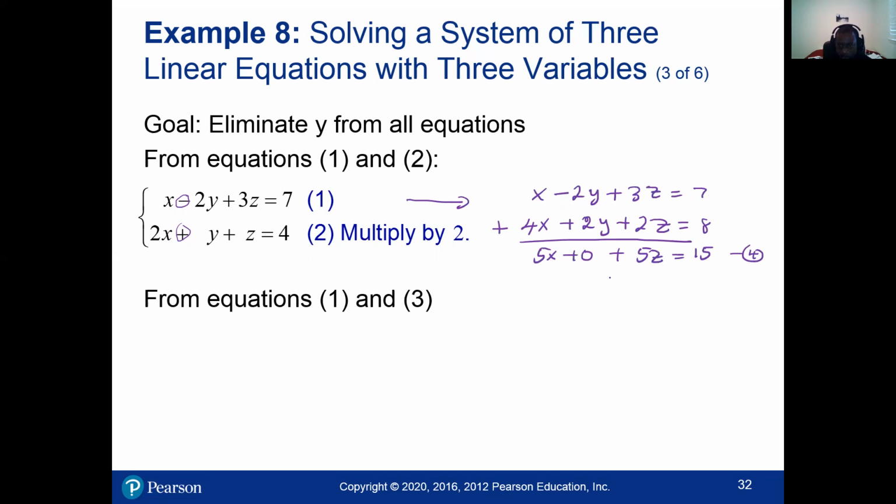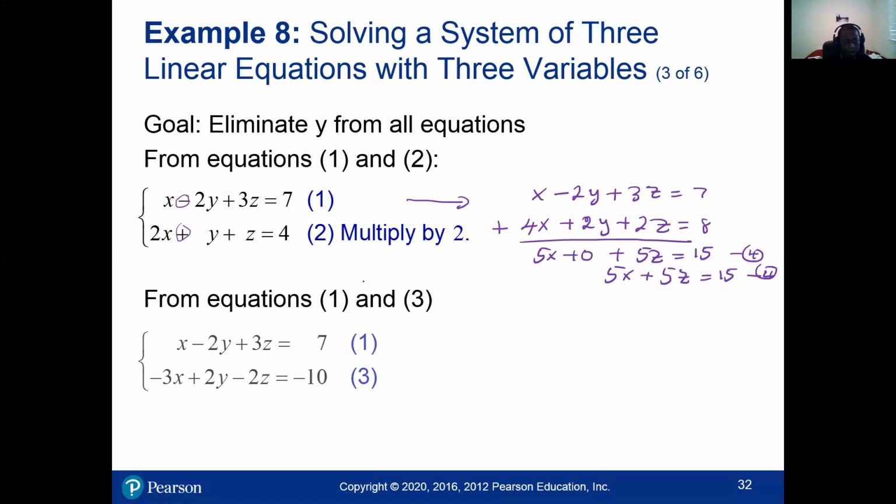So basically we have 5x plus 5z equal to 15, which we are calling equation 4. Then we also use equation 1 and equation 3. We compare them and eliminate y from them.